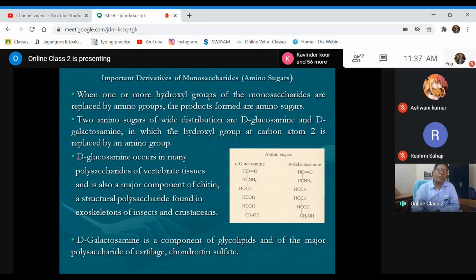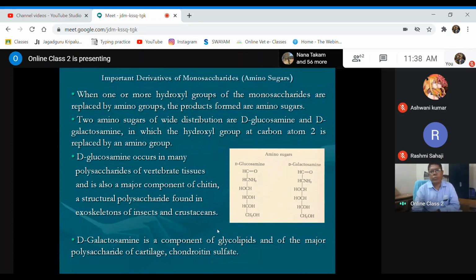The two sugars of wide distribution are D-glucosamine and D-galactosamine. These are two important monosaccharides, or amino sugars, present in nature, in which the hydroxyl group at carbon number 2 is replaced by an amino group. So the OH group attached to carbon number 2 is replaced by an amino group. Glucosamine occurs in many polysaccharides of vertebrate tissues and is also the major component of chitin, a structural polysaccharide found in the exoskeletons of insects and crustaceans.